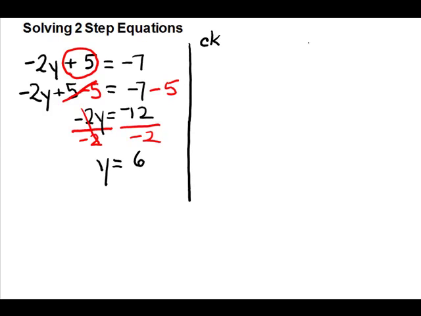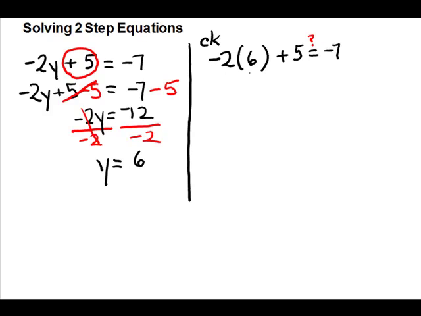Let's look at how to check one of these equations. You're going to take the solution and plug it back into the original equation to see if you get a true or false statement. So we're going to plug the 6 into our original equation instead of the y. Now, we're checking to see if this is a true or false statement. We don't know.